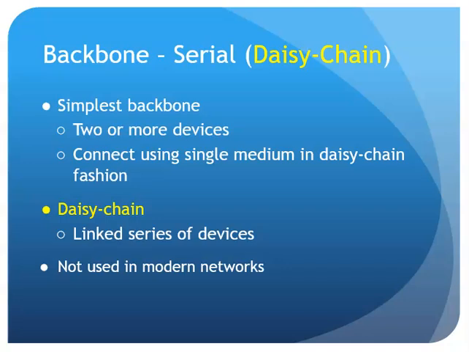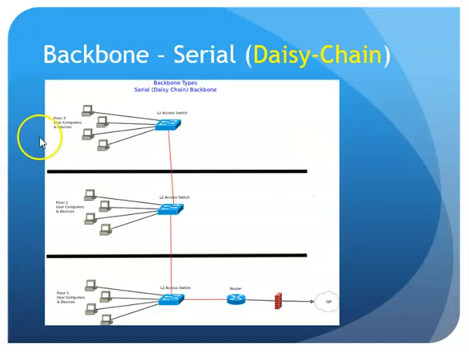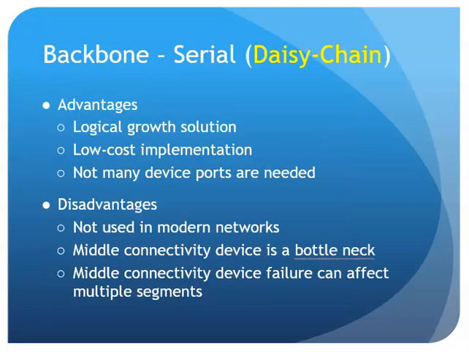The simplest backbone is a daisy chain. I literally just connect switch to switch to switch to switch. This is simple, easy, but it does have a problem of, all this data has to go through here, all this data has to go through here, all this data has to go through here. So it can add some delay and so forth, but it's easy to hook up. That's a simple daisy chain or serial backbone.